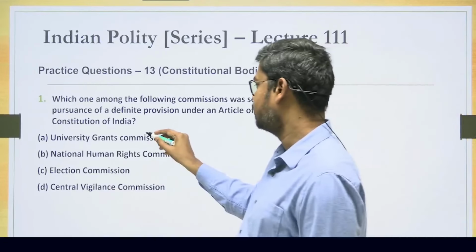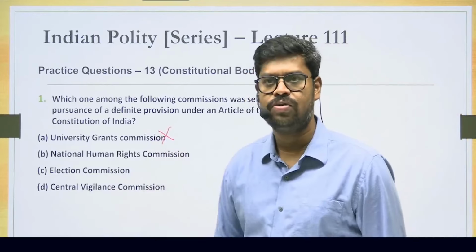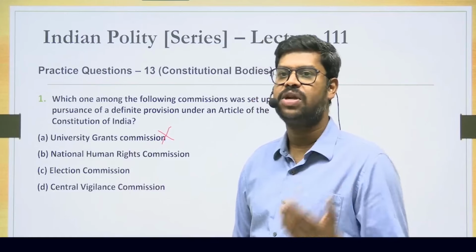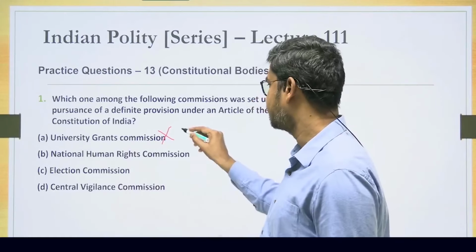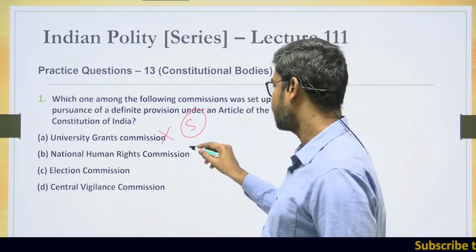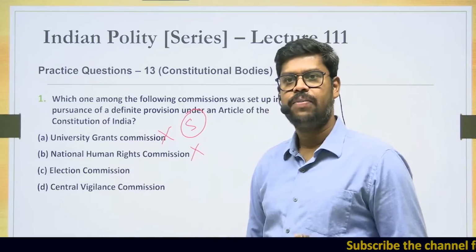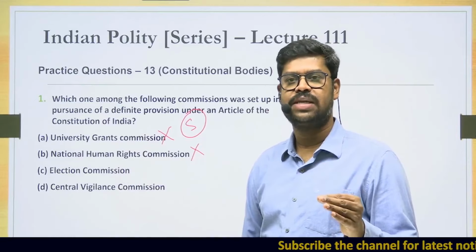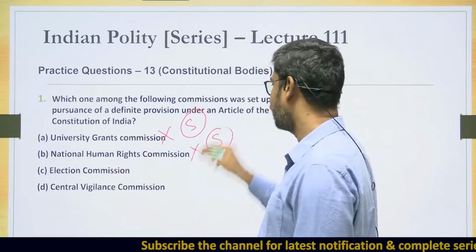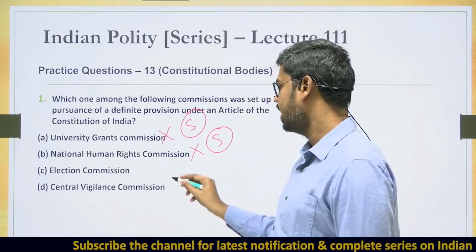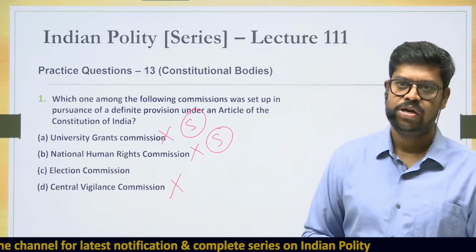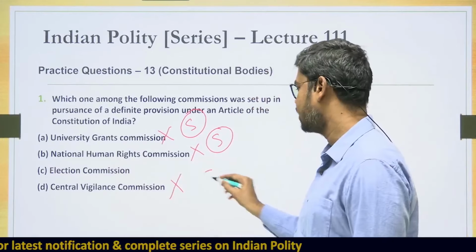University Grants Commission: there is no article related to the University Grants Commission. In fact, it is established based on the University Grants Commission Act. Therefore, it is merely a statutory body and not a constitutional body. National Human Rights Commission, that is also not the right answer, because the National Human Rights Commission is established based on the Human Rights Act. So this is also a statutory body, not a constitutional body. Central Vigilance Commission is established based on the Central Vigilance Commission Act. Therefore, the Central Vigilance Commission is also a statutory body.